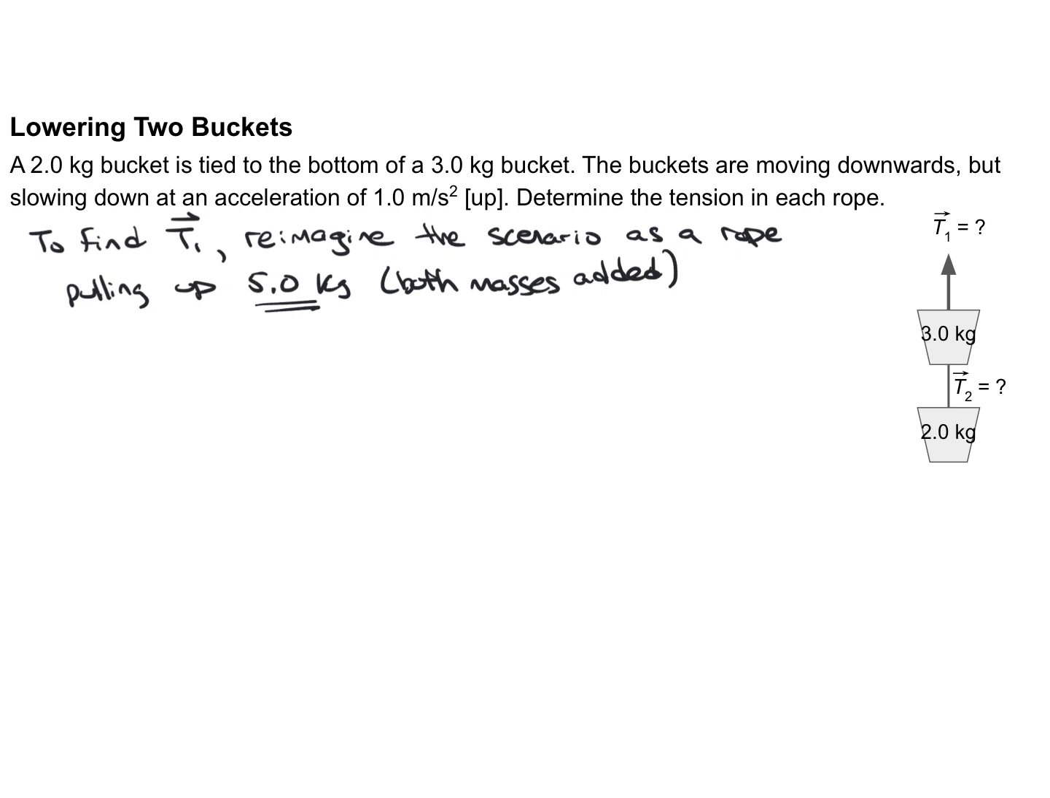Okay, so to do that, I will draw a free body diagram with a 5 kilogram object, and it's being pulled up by tension 1, and there's gravity resisting that. Now, how long do I draw gravity? Do I draw it the same size as tension 1, or longer, or shorter? Well, it's going to be shorter. It's going to be shorter, but why?